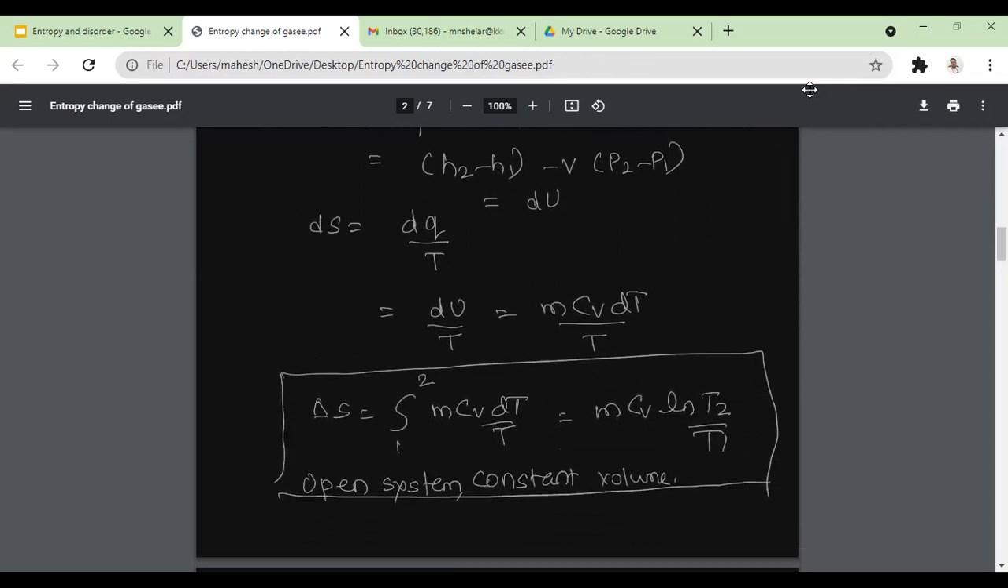Similarly, we can get such expressions for entropy change of gases for other processes like constant pressure process, constant temperature process, or let us say adiabatic process, hyperbolic process, polytropic process, and so on. Let us discuss those processes and the respective derivations in the next class. Thank you very much.